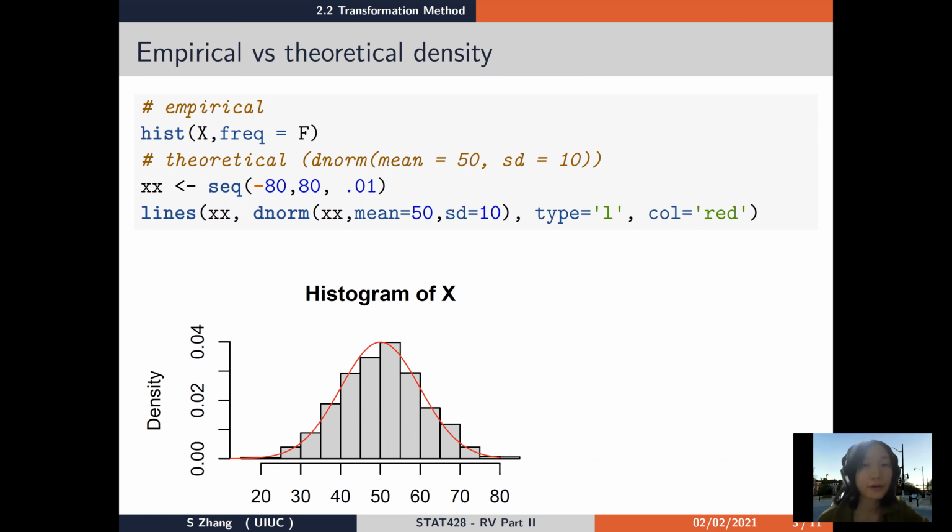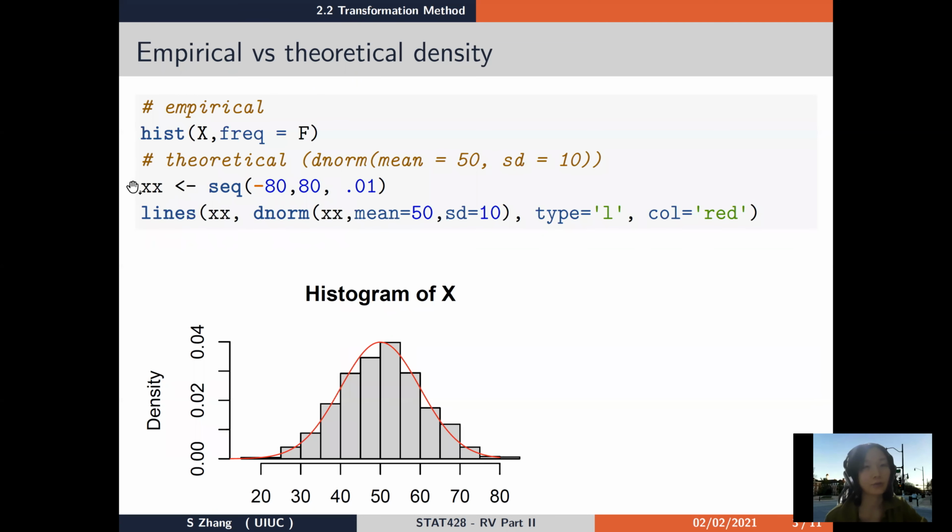Again, we look at the empirical and the theoretical density of our x's that we have drawn. We first create an empirical histogram of the relative density. That can be done just like last time using the hist function. We plug in the x's, which are the draws that we have obtained, and we say freq equals F, telling it that we want to plot the density instead of the frequencies. On top of this, we overlay the theoretical density or PDF of the normal 50-10 random variable.